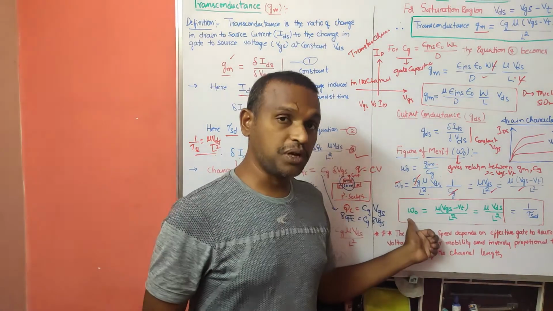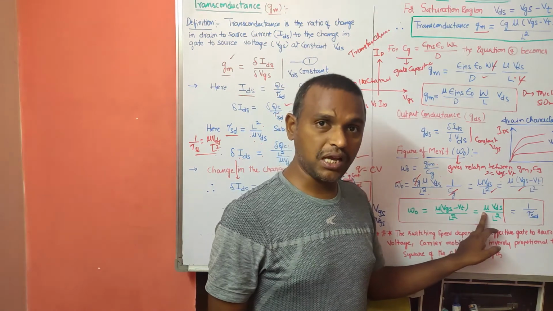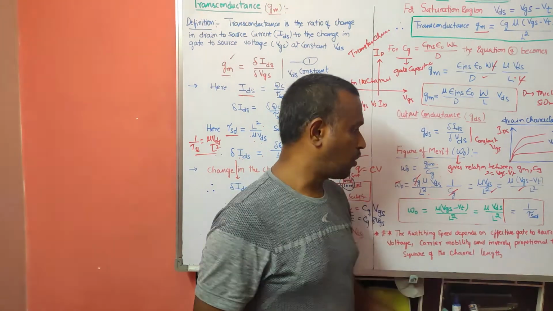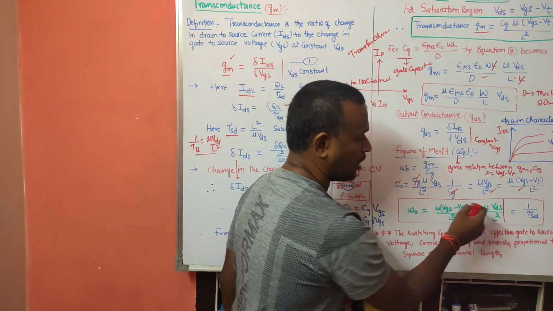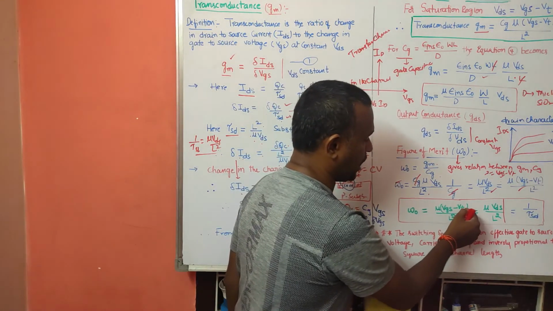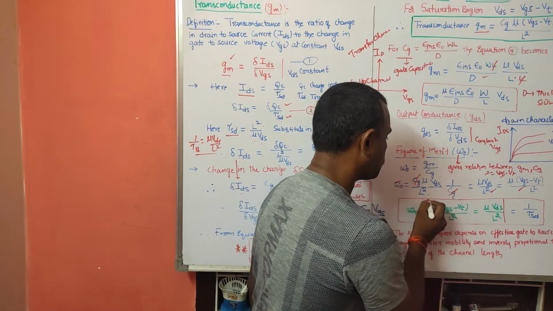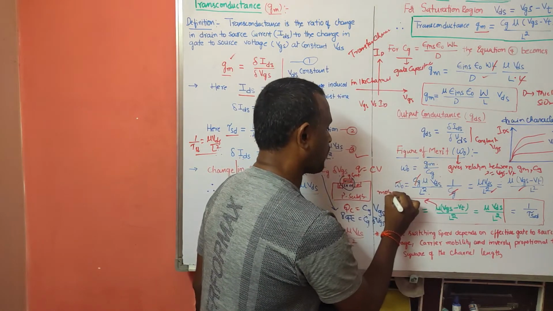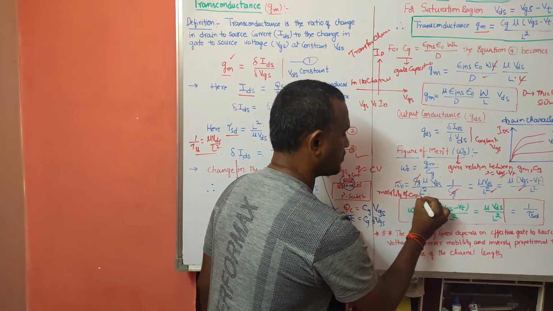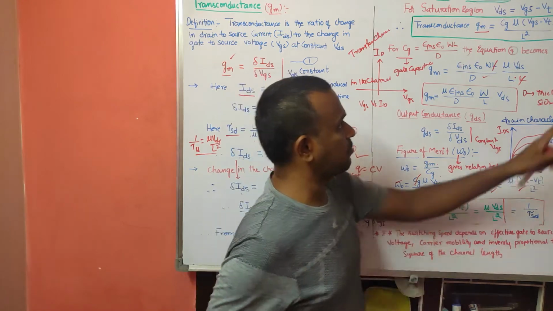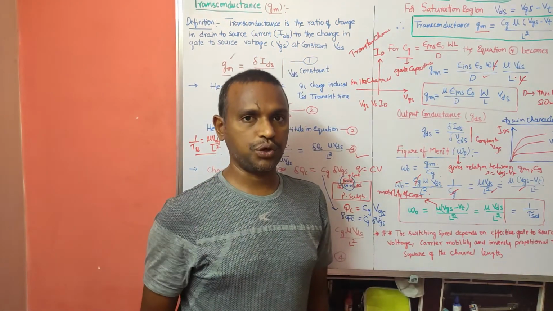Okay, the switching speed omega naught or tau Sd is equal to what? Mu Vds by L square. Okay, so tau Sd is equal to, or omega naught is equal to mu Vds by L square, or mu (Vgs minus Vt) by L square. So here mu is what? Mobility of carriers. Mu is mobility of carriers, and Vgs minus Vt is nothing but effective gate voltage.